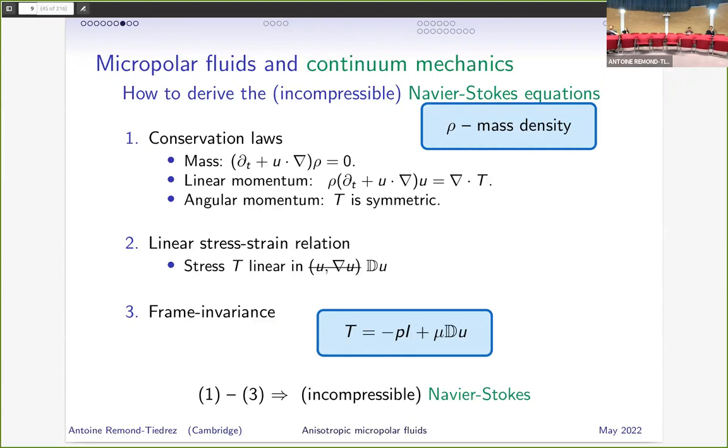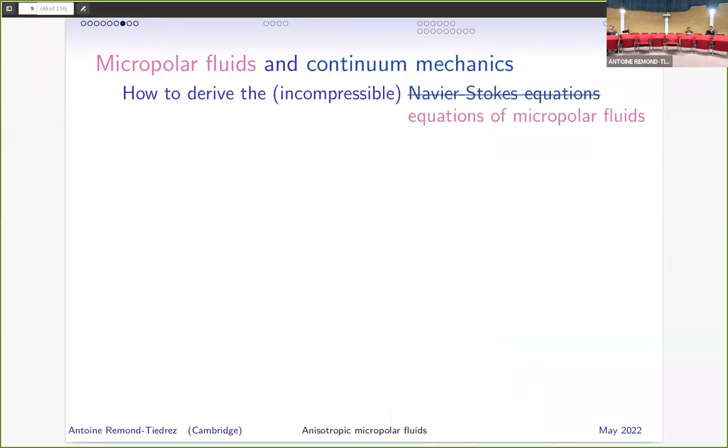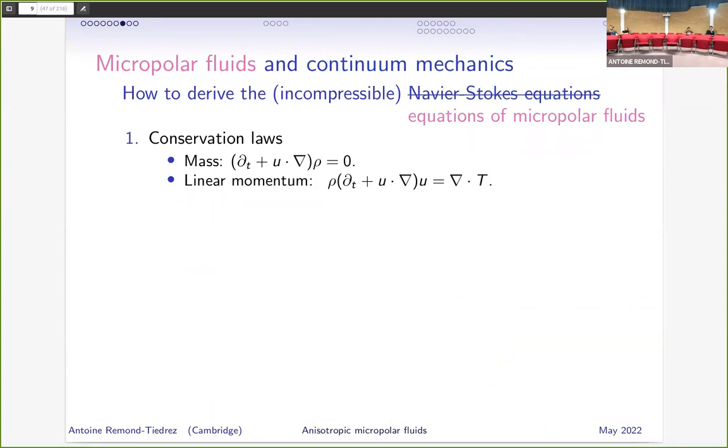So this is classical. Now we're going to repeat the same process, but for these micropolar fluids that have these spinny microscopic molecules in them. And we start from the same place. We start from conservation laws. Mass and linear momentum look exactly the same. Angular momentum is a bit more interesting.